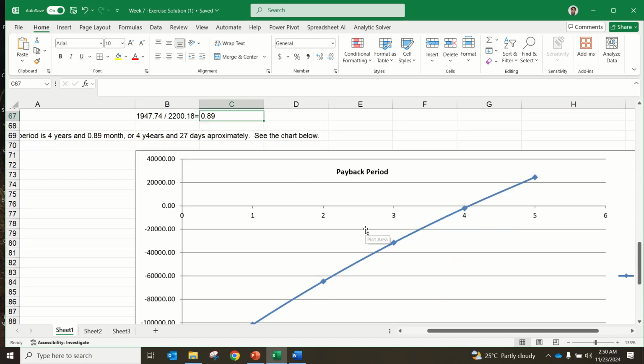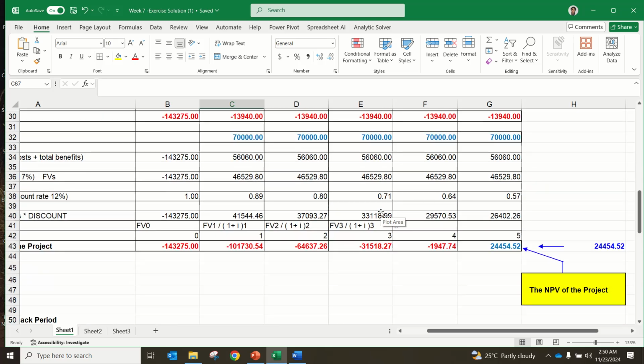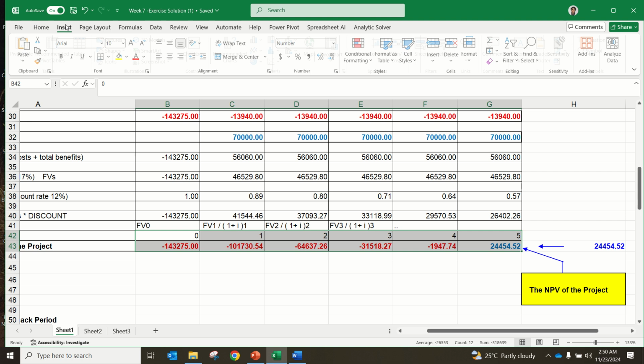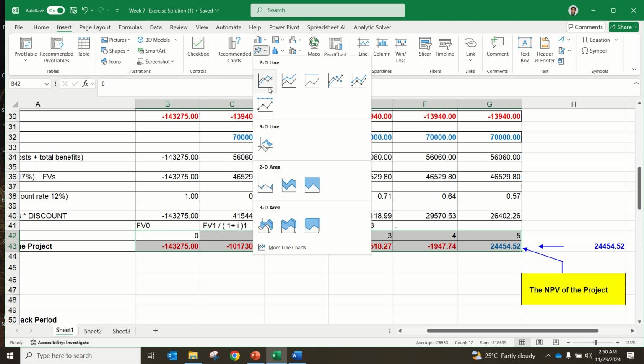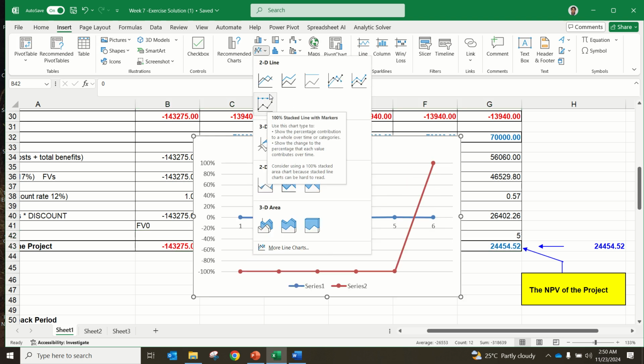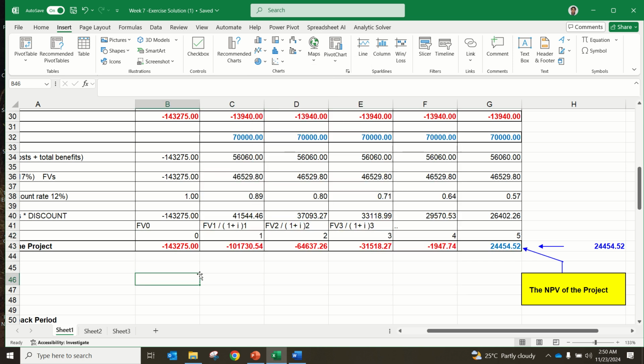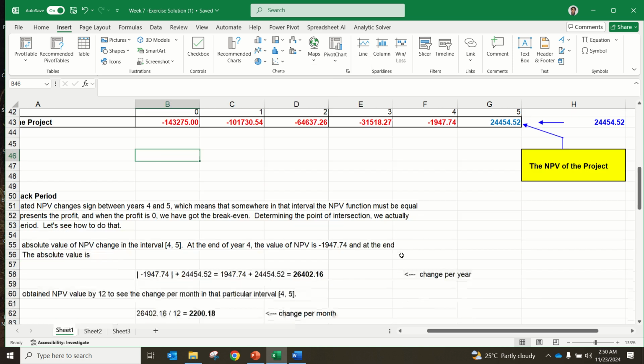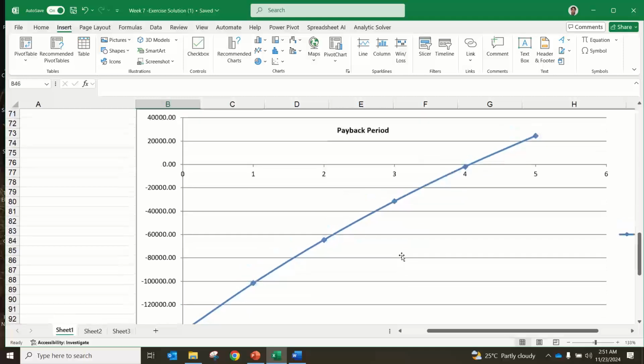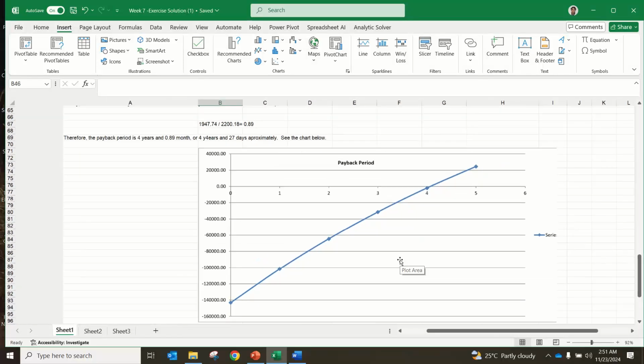Now how did you get this diagram? That's why we have put 0 1 2 3 4 5 here, and we are taking the accumulated NPVs per year. So go to Insert, go to the graph, and you can have the graph here. So this is how you will draw the graph. Now when you look at the graph, let's understand this graph.